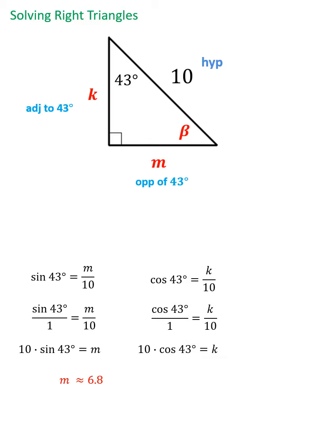Set up a proportion, cross multiply, get a calculator, find out the cosine of 43, and whatever that is, multiply it by 10. And that's precisely what I did here. And now I know the value of k. Finding the value of beta, our remaining unknown, is pretty easy. Again, using the fact that the angles of a triangle must always add to 180 allows me to solve for beta. And now I've solved this triangle.